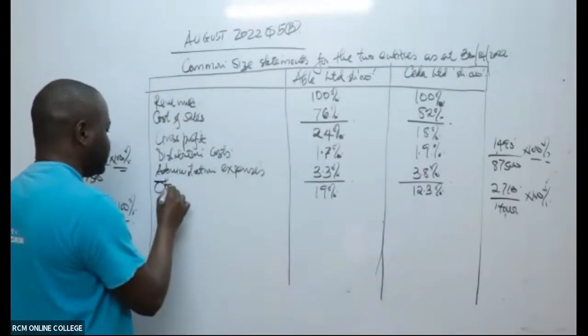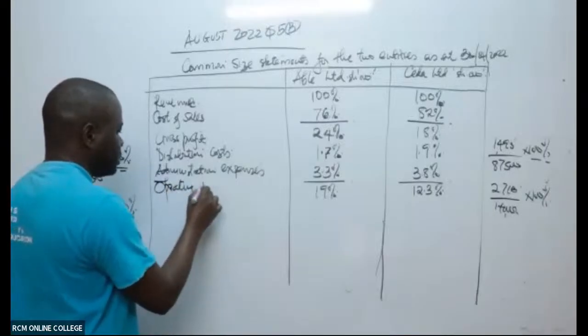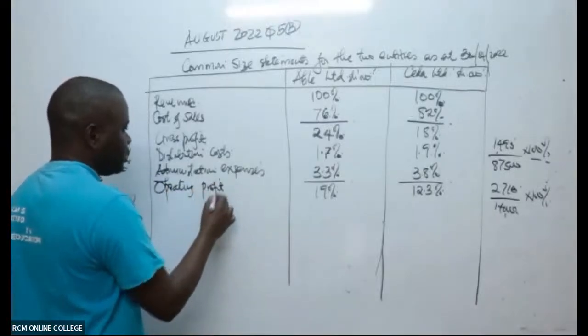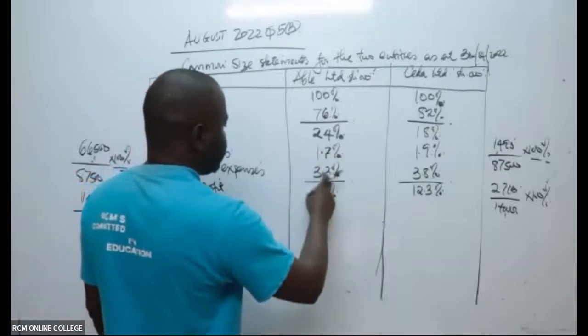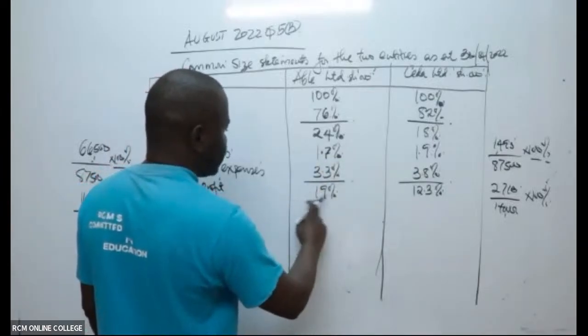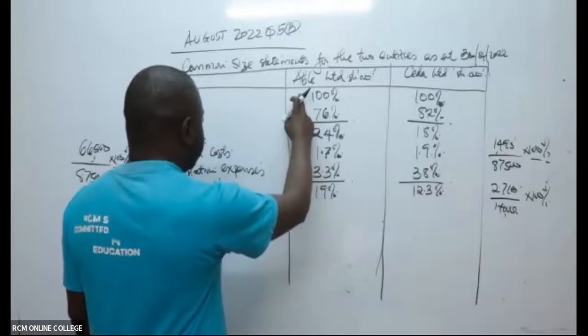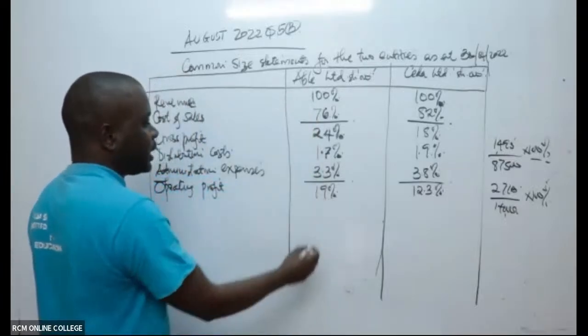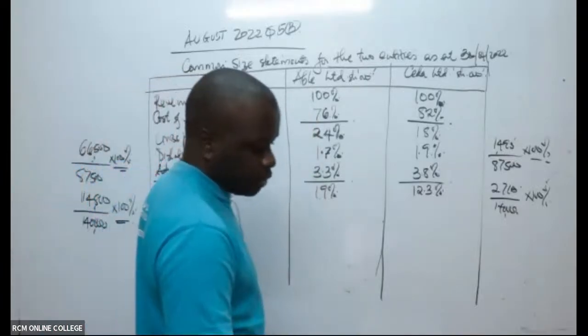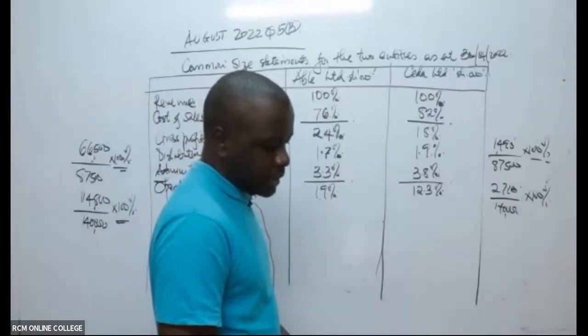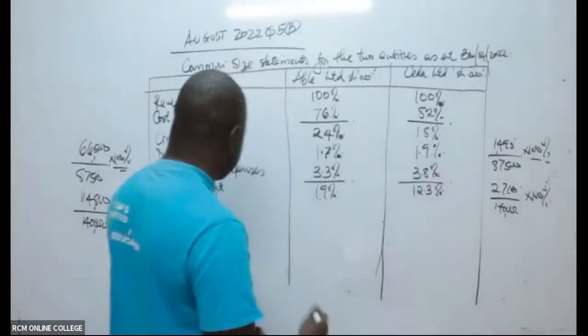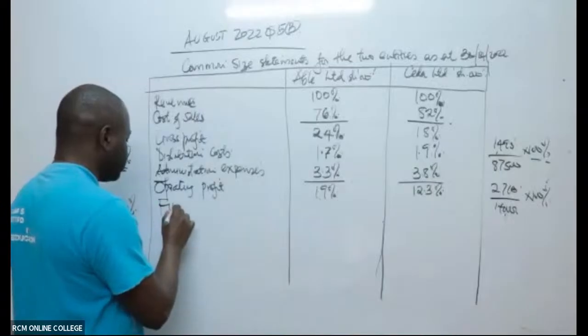So the operating profit. Remember, you can get the difference of the percentages, or alternatively, you can just take the profit itself over the total sales, then you multiply by 100%. You'll still get the 19%. Then the next item is finance costs.